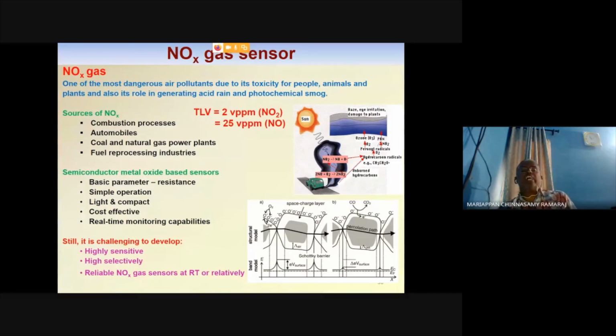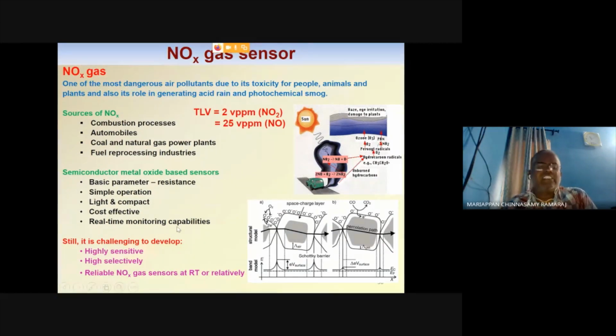And the next one is the NOx gas sensor. NOx is one of the dangerous air pollutants due to its toxicity to people, animals, plants, and so on. It can also generate acid rain and photochemical smog. The sources are combustion processes, automobiles, power plants and fuel processing units, like the nuclear industry, where they dissolve thorium and uranium in nitric acid. So there is a lot of chance of getting NOx gas, NO2 or NO. This mixture of the two we call NOx gas. So this has to be monitored.